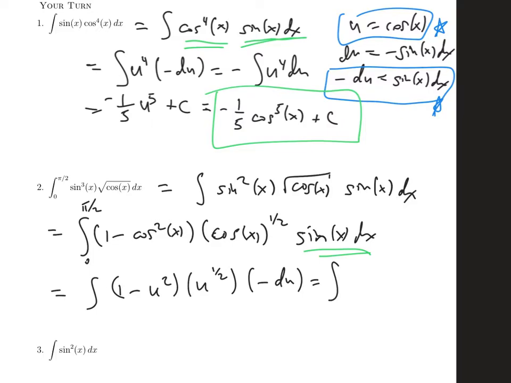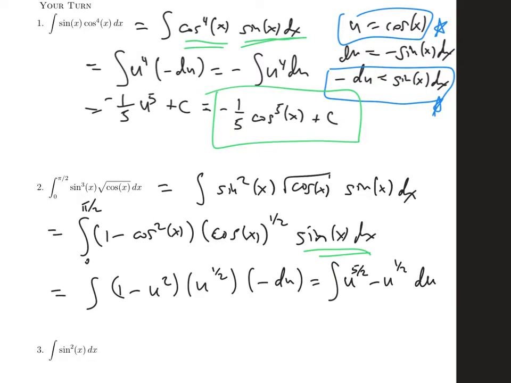And so this negative sign can be put here where this just gets reversed. And then I multiply that through. So I have u to the 2 times u to the 1/2 is u to the 5/2, minus 1 times u to the 1/2 is u to the 1/2.